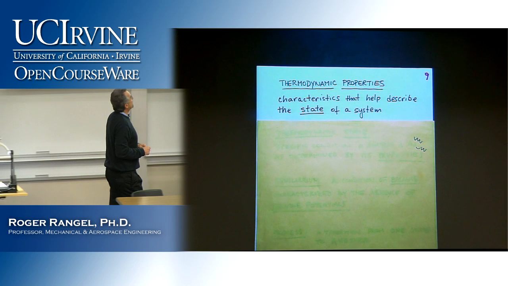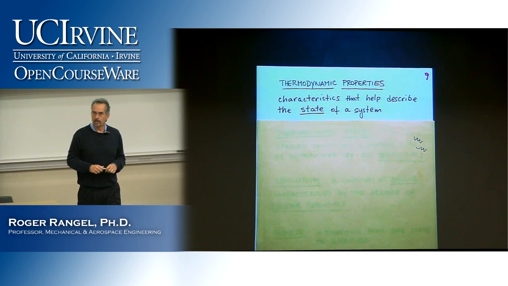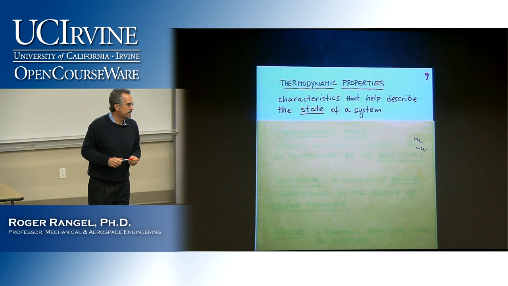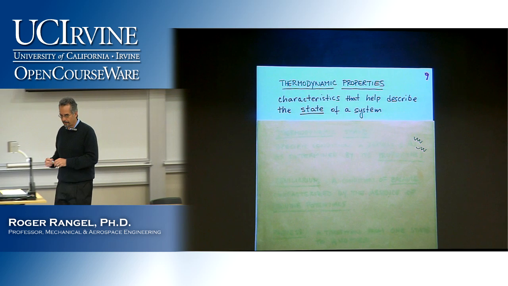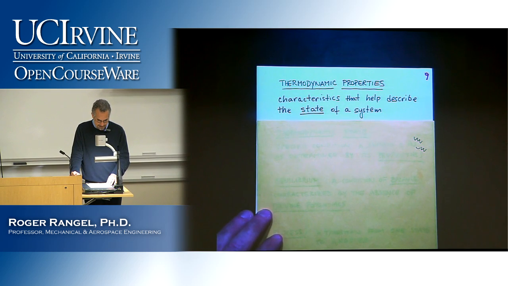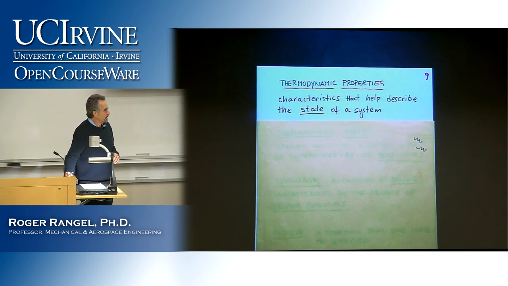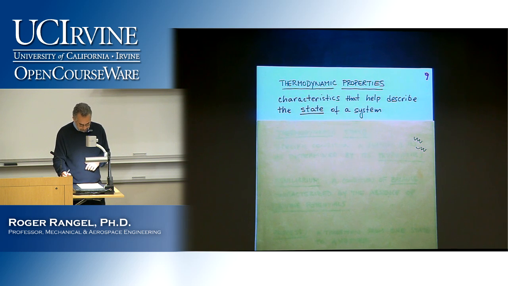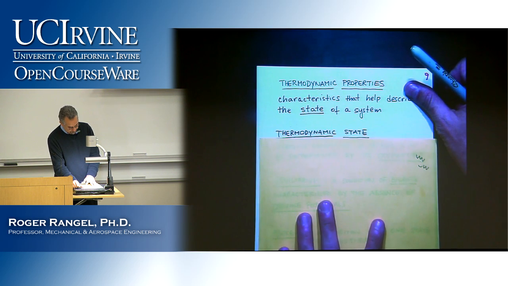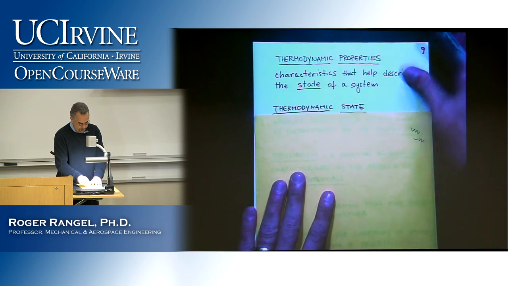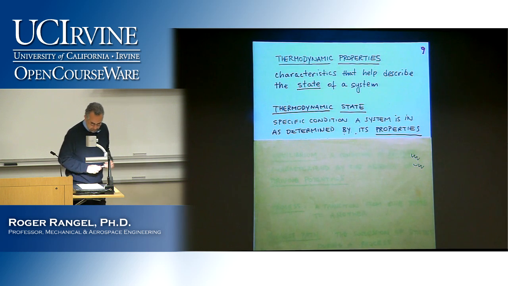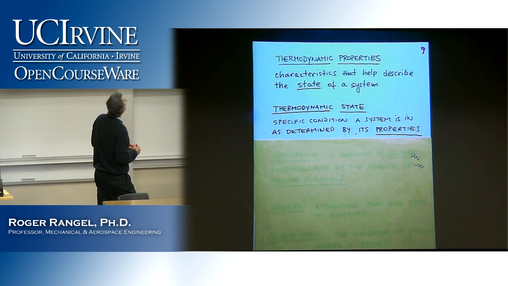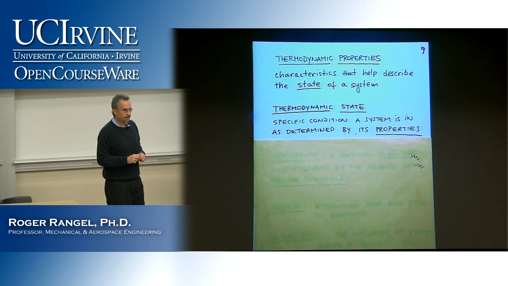Characteristics that help describe the state of a system. So it's a characteristic that helps us describe the state of a system. And I underline the word state because, of course, that is another concept that we need to learn and use. So a characteristic that describes the state of a system is a thermodynamic property. When I say state here, I mean a thermodynamic state. It's a specific condition a system is in as determined by its properties.